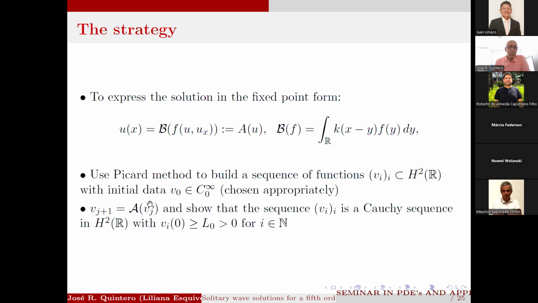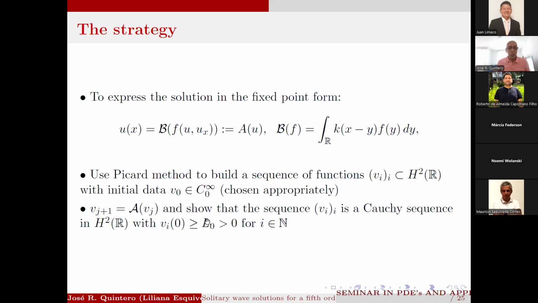You have Bj, and then you construct Bj plus 1, and show this sequence is a Cauchy sequence in this space, and then try to avoid having a zero solution, and you have to work a lot to be away from zero. So here is the core of this thing. Once you want to get a Cauchy sequence, you need this A to be like a contraction, right? To be able to assure that you have a Cauchy sequence.